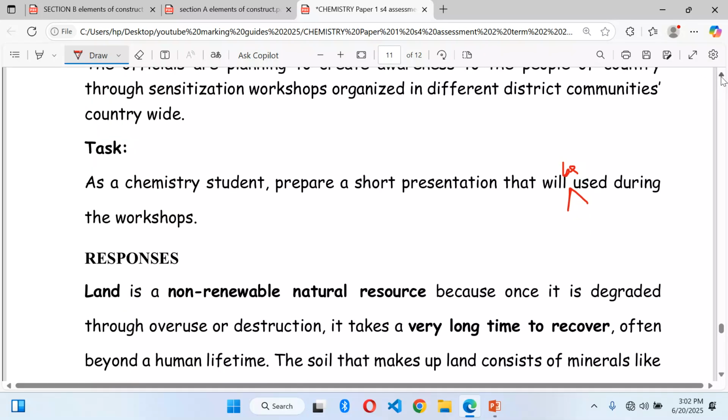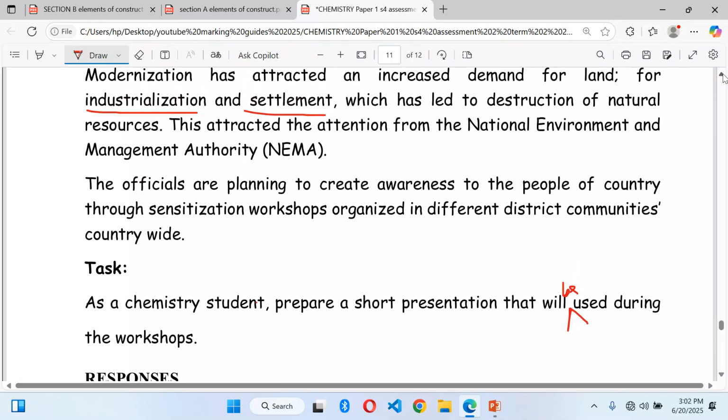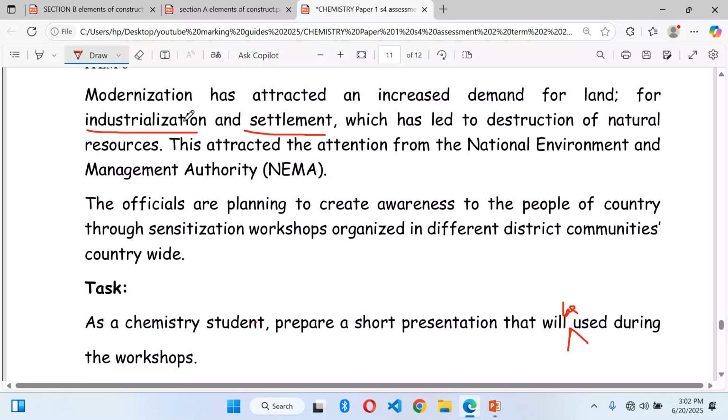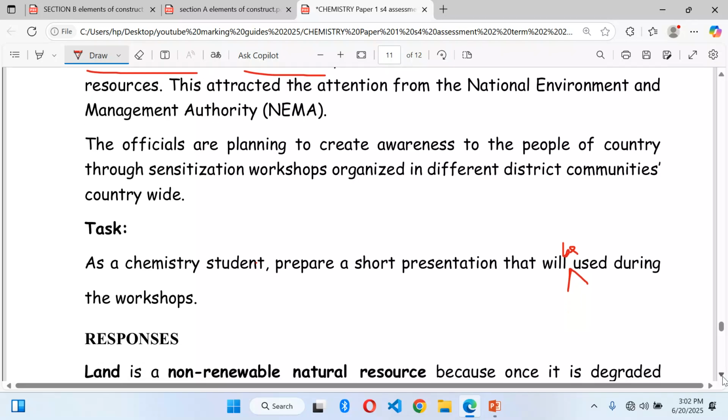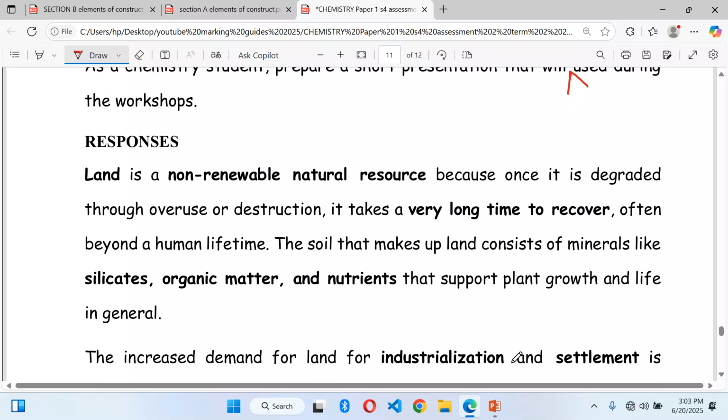In this case, I identified the natural resource as land, because if you see here, the land is being affected through industrialization and settlement. So which human activity have I chosen in this case? The human activity is industrialization. So let's go through it. Land, which is our natural resource, is a non-renewable natural resource, because once it is degraded through overuse or destruction, it takes a very long time, even beyond human life.